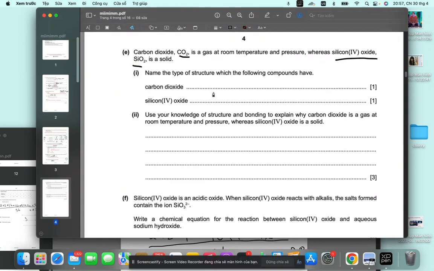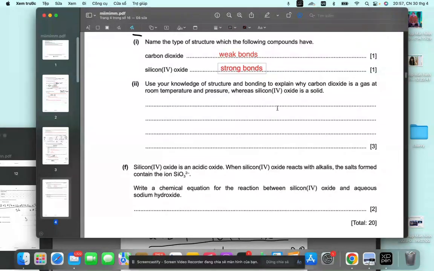State the structure which the following compounds have. Carbon dioxide has a weak structure. It is not very strong because it is a gas. It is very weak; it doesn't have strong bonds holding the molecules together. Weak bonds. Silicon oxide is also covalent, but it is solid, which means it has strong bonds. Strong bonds that hold each other together.